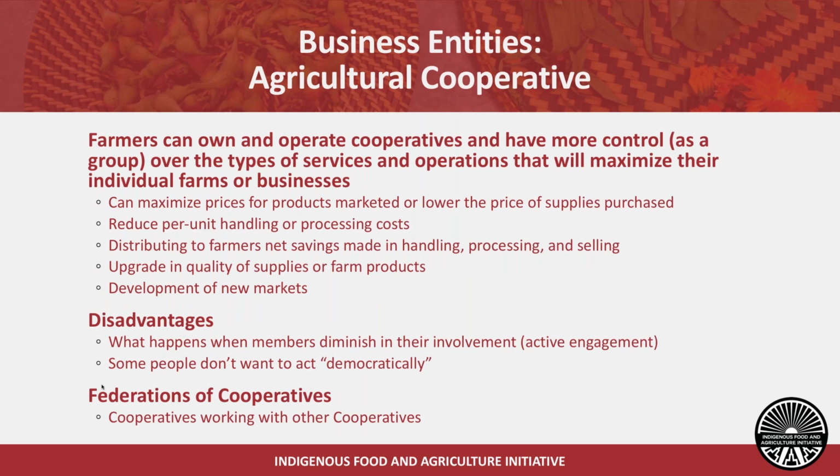But the good thing is that farmers can own and operate and control cooperatives and have more control as a group over the types of services and the operations that will maximize their individual farms or businesses, because again, the goal is on the individual, not on the entity itself, to generate revenue for profit to be retained. You can maximize the prices for products marketed and lower the price of supplies purchased, reduce the per unit handling or processing cost, distributing the farmers' net savings in handling, processing and selling, upgrade the quality of supplies and farm products, and develop new markets.